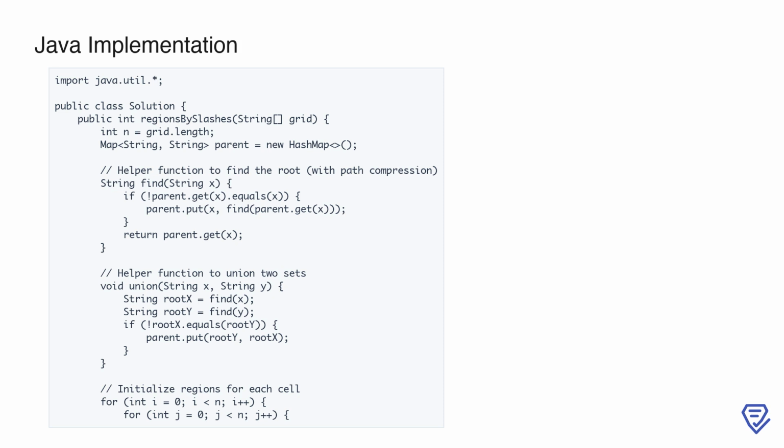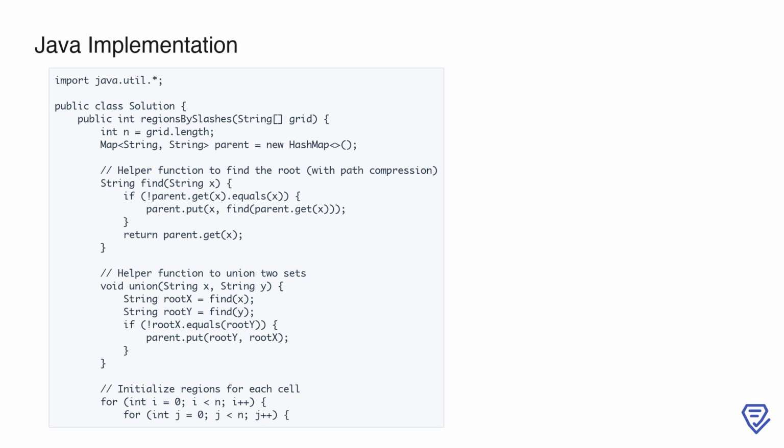Here, we start by importing necessary utilities and defining the solution class. Within it, we implement the regions by slashes method, which takes a grid of strings as input. First, we determine the size of the grid and initialize a parent map to manage the disjoint set data structure. This map helps us represent connected regions in the grid. Next, we define two helper functions, find and union. The find function retrieves the root of a node with path compression to optimize performance. This ensures that all nodes in a connected region point directly to their root. The union function merges two regions by connecting their roots. This forms the backbone of our approach to determine the number of distinct regions.